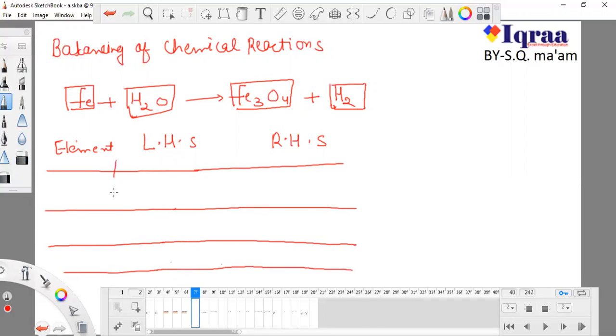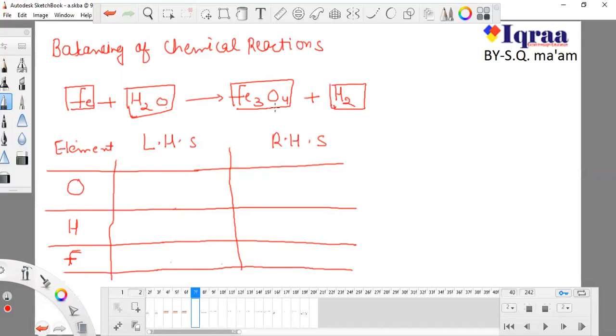By doing this, first of all choose the element which is maximum in number. So I found we have three elements: oxygen, hydrogen and ferrous. I'm taking oxygen first because I know that oxygen has the greater number. At the left hand side oxygen is only one in number, and at the right hand side oxygen is four in number.